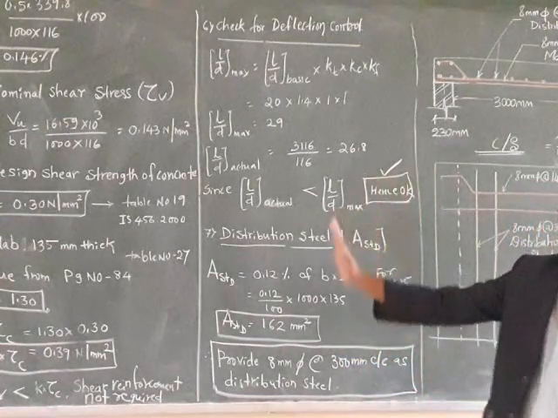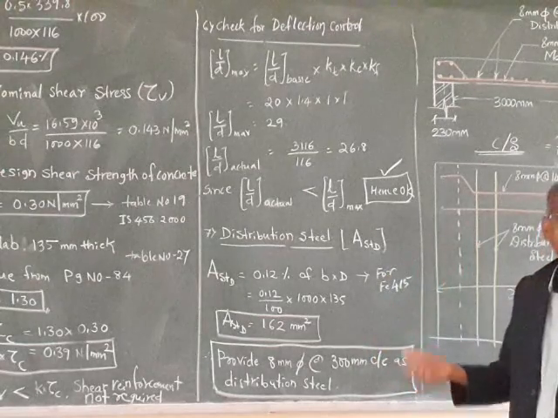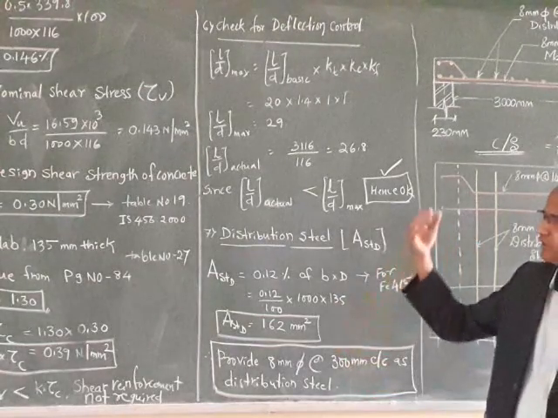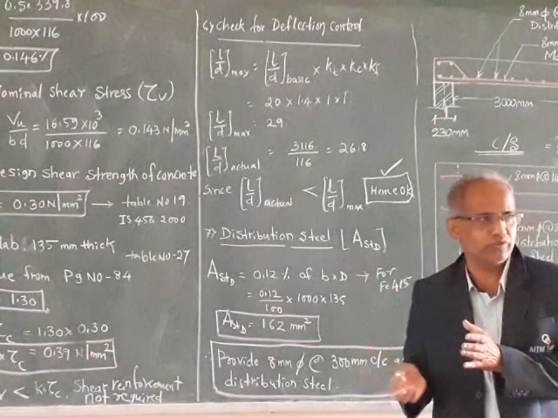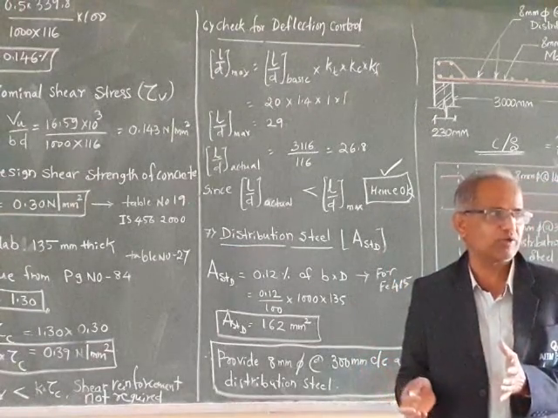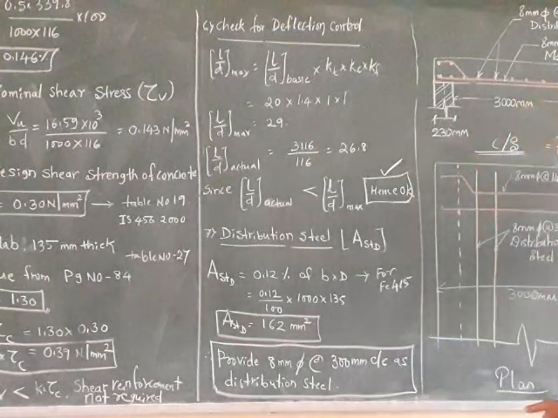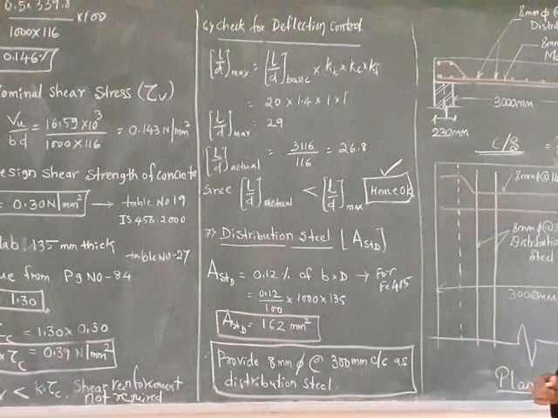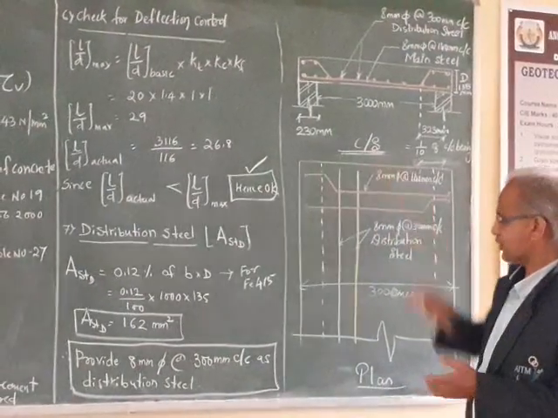So after calculating all this, main reinforcement, distribution, then check for shear, then check for deflection, whatever the calculation you have done, you have to show in the form of sketch. So this is the last step. We are going to draw the two sketches. One is a plan and another will be cross section.